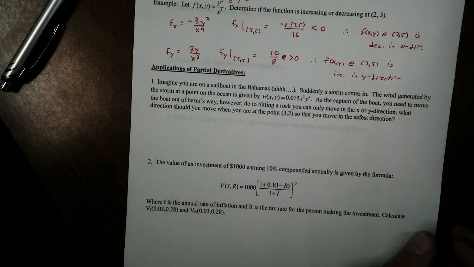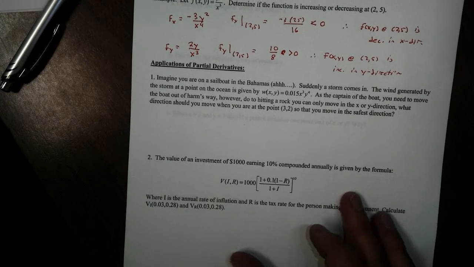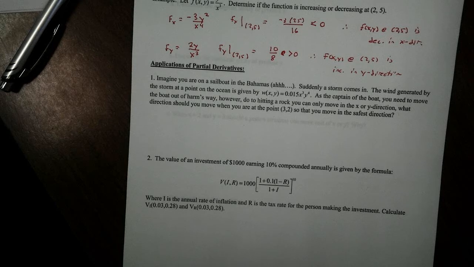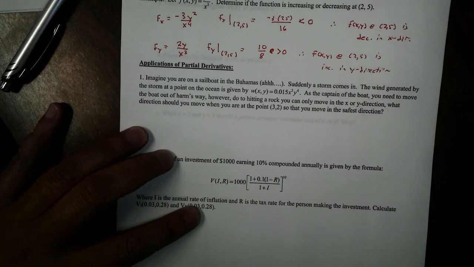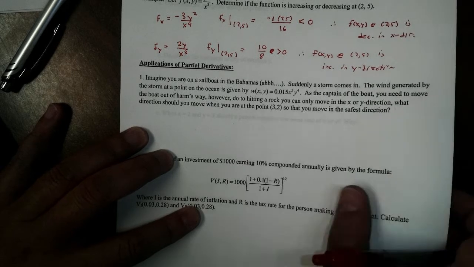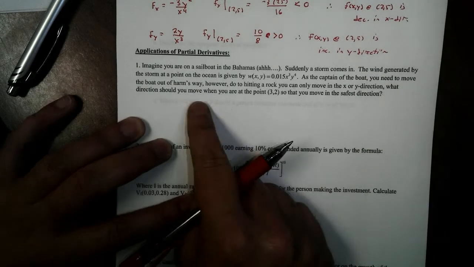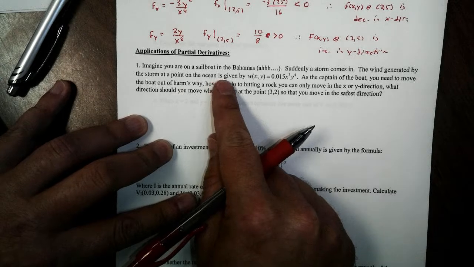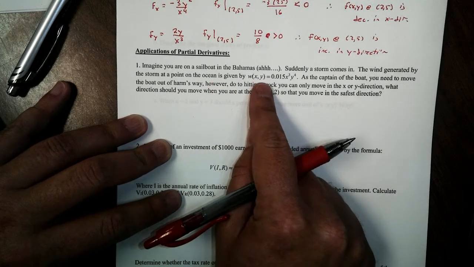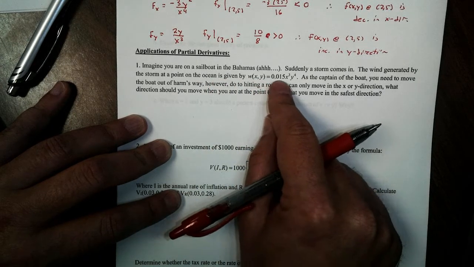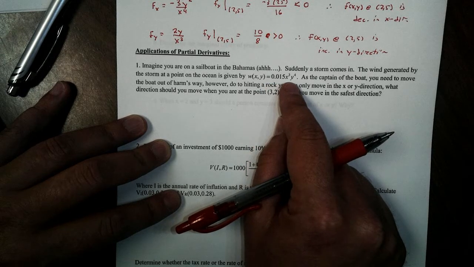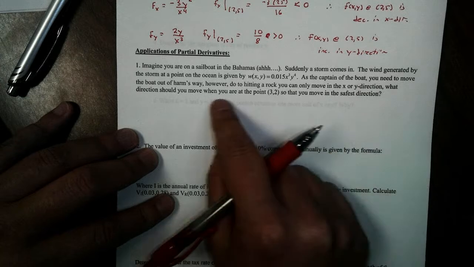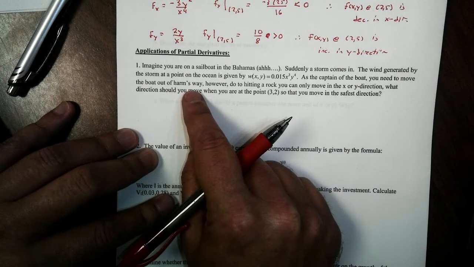Imagine you are on a sailboat in the Bahamas. Suddenly a storm comes in. The wind generated by the storm at a point on the ocean is given by W of x, y equals 0.015 x cubed y to the 4th. As captain of the boat, you need to move the boat out of harm's way.